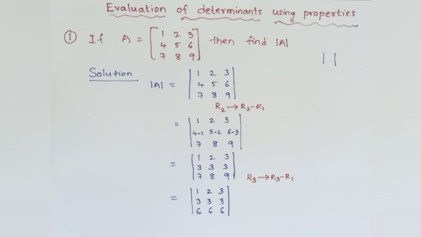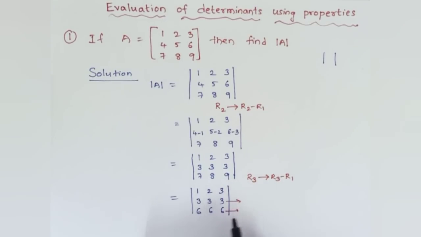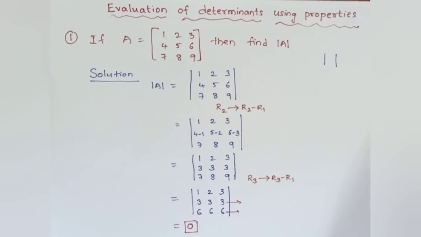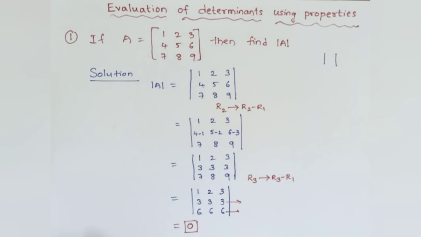Now you can observe the second row and third row. The elements of row 2 and row 3 are in the same ratio. So there is a property regarding this ratio. Therefore the determinant of this matrix vanishes. This is 0. Or you can use the definition of the determinant also. But finally the determinant of this matrix is always 0. Or you can use the column operations also.